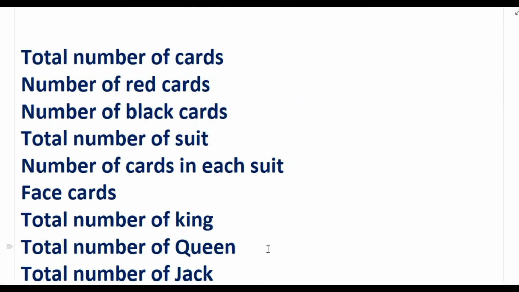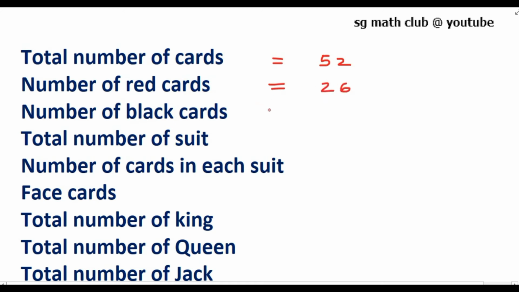So I hope you have understood how cards are there in a pack of 52 cards. Now let's have a quick revision. Total number of cards in a pack, it is 52. Number of red cards, 26. Number of black cards, that's also 26. Total number of suits, that is 4.